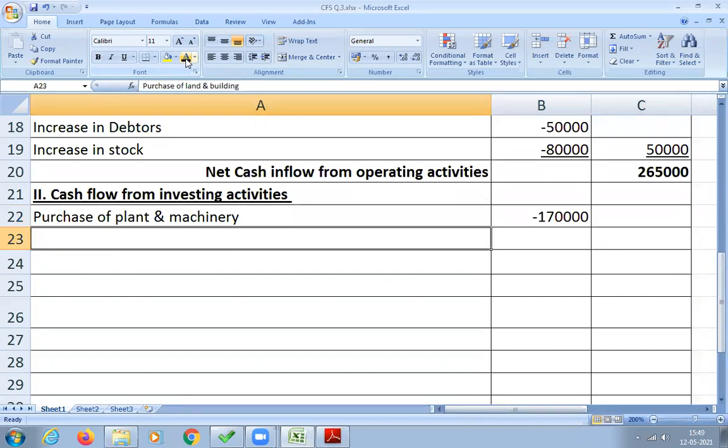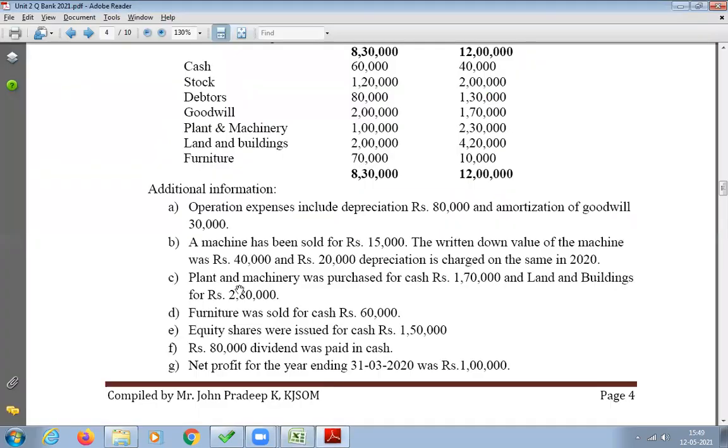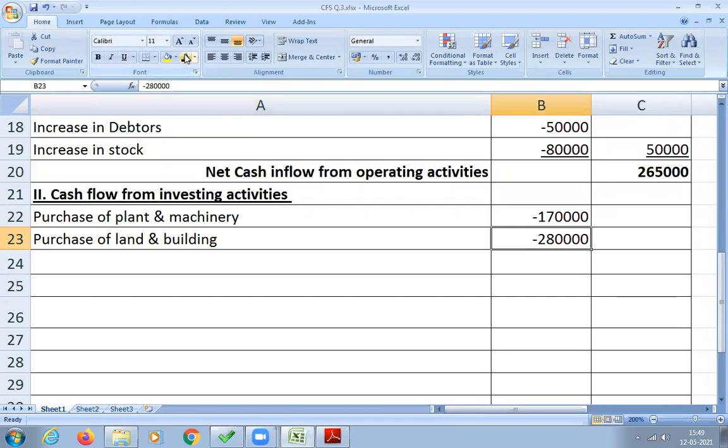Next, purchase of land and building. How much? 2,80,000. Then anything else you have tried?